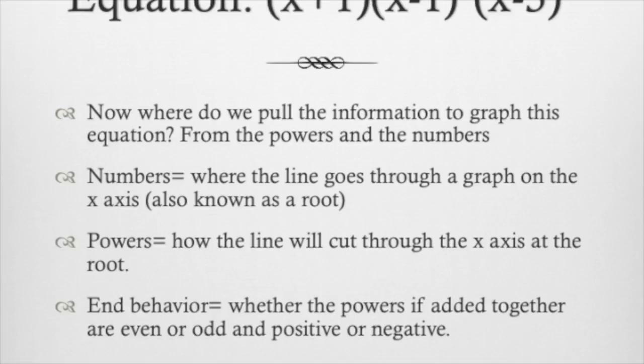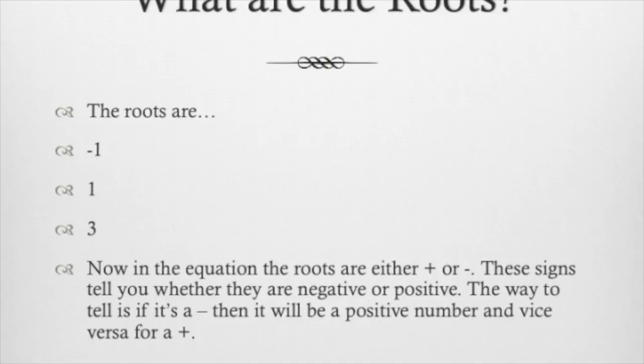Now then, the information that we get from this is all from the ones and the powers. The plus 1, minus 1, minus 3 is where we get the roots from. So plus 1 will be a root, minus 1 will be a root, and minus 3 will be a root. The way these roots are determined, that plus 1 will turn into a negative 1, which means whenever it crosses the x-axis, it will be on the negative 1 side.